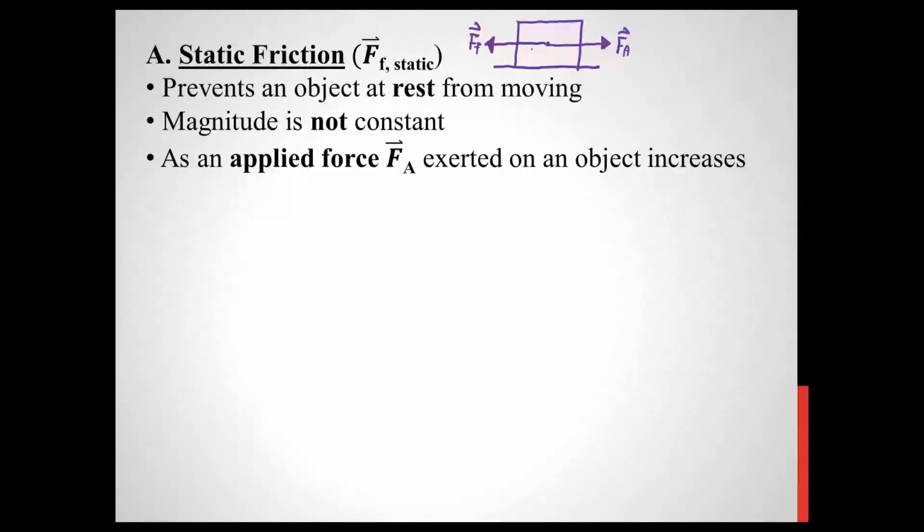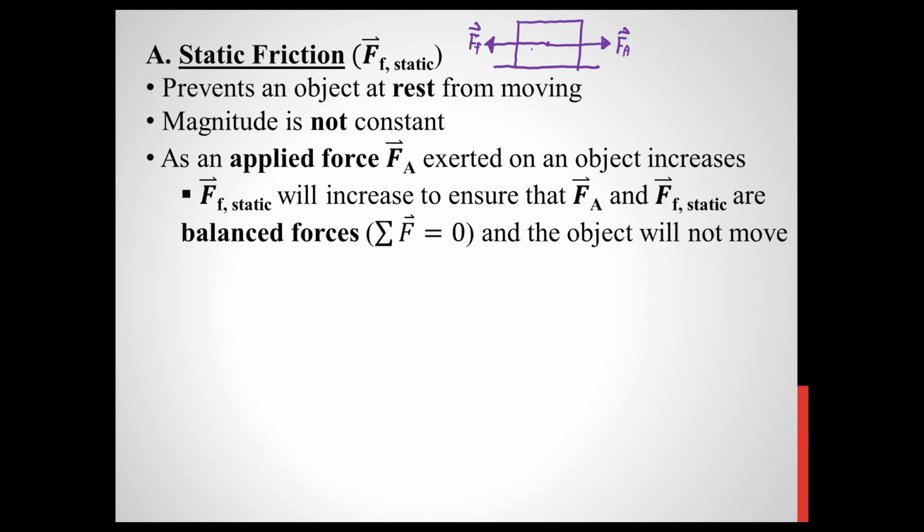Let's say that we exert an applied force on an object, and we start to increase that applied force. What will happen is, as you increase that applied force, the static force of friction is essentially just going to match your applied force. Match in a way that results in the forces on your object balanced and the object not moving. Let's look at a more specific example.